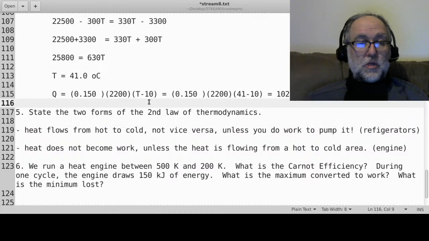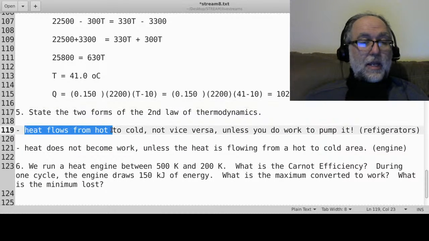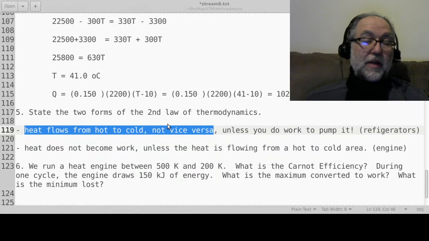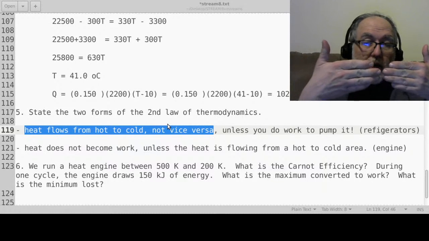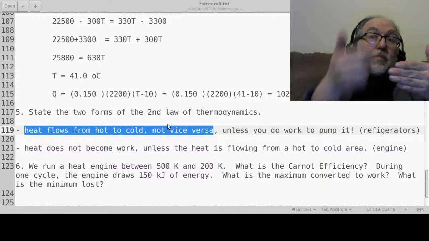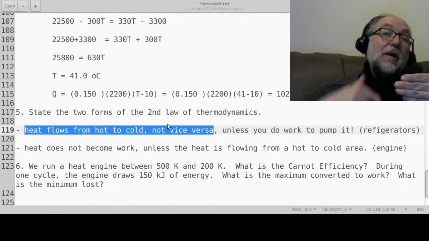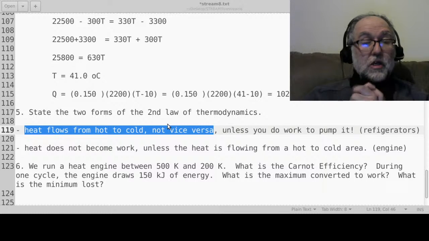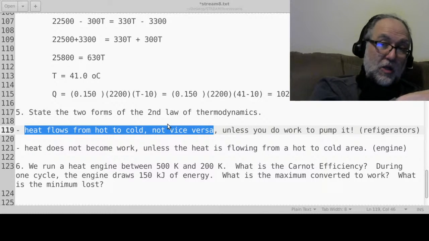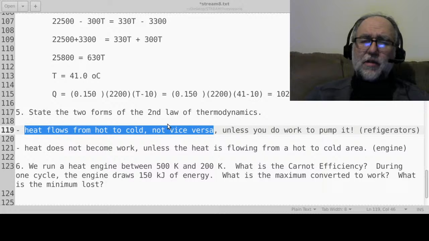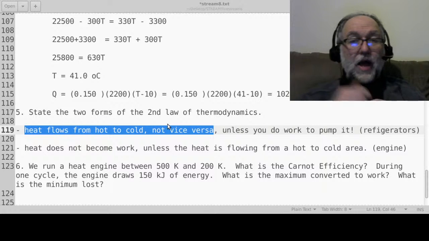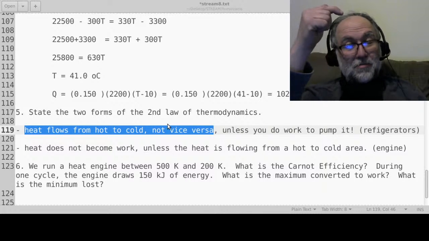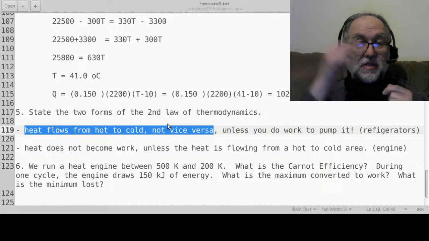Here's two situations where the process won't occur. Heat only flows from hot to cold. It never flows the other way around. You never put a cold thing and a hot thing together, and the colder thing becomes colder and the hotter thing becomes even hotter. That would still conserve energy, because whatever energy is lost by the cold is gained by the hot. But you never get into that situation.